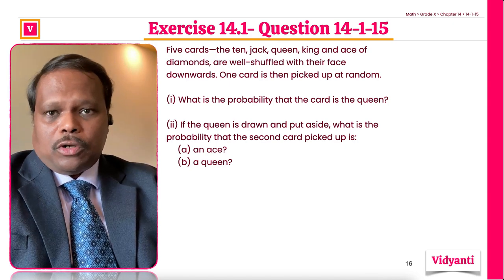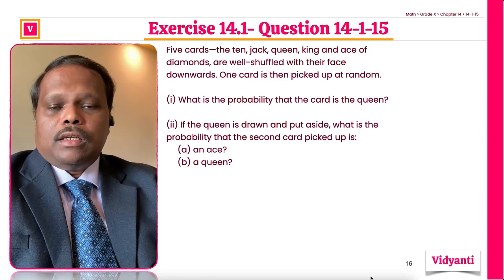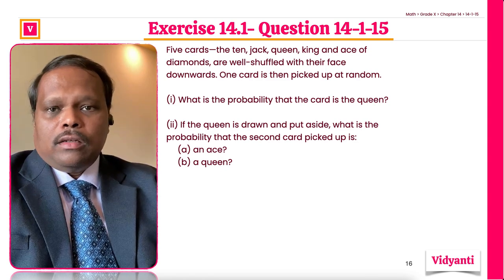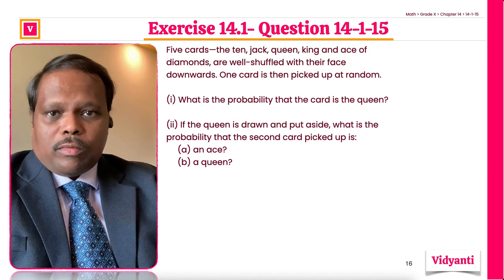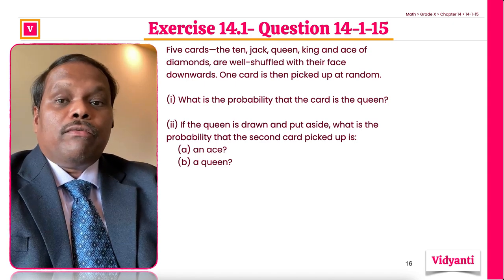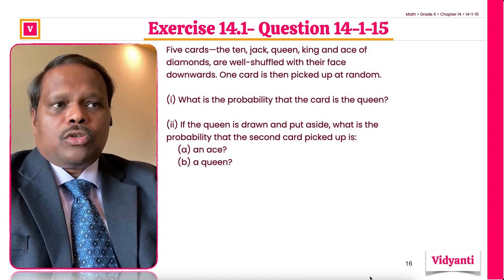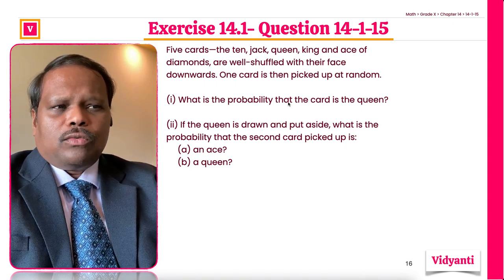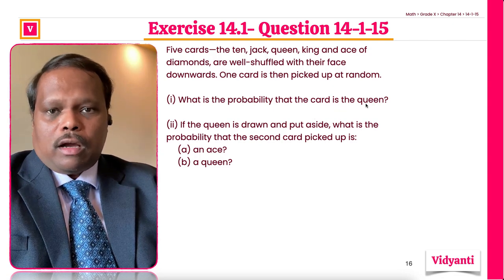And if the Queen is drawn, which is the second case, and put aside, then what is the probability that the second card will be an Ace versus a Queen? The definition of probability is you are comparing favorable outcomes with all possible outcomes. So in the first case, we are looking for the probability of getting a Queen card.